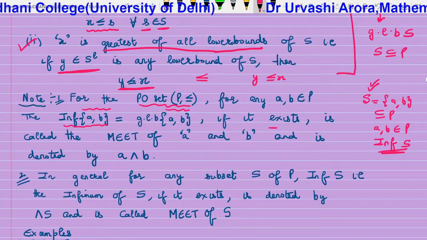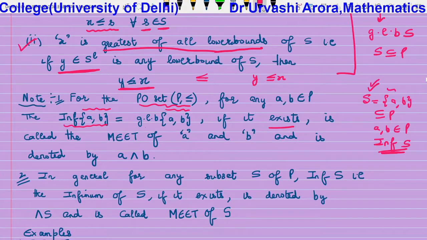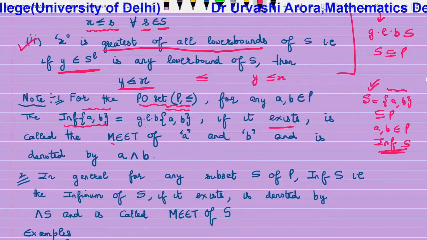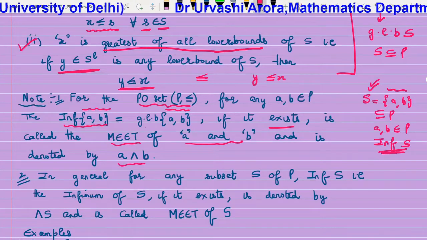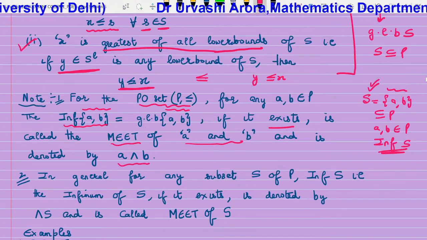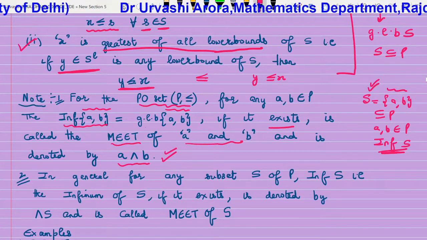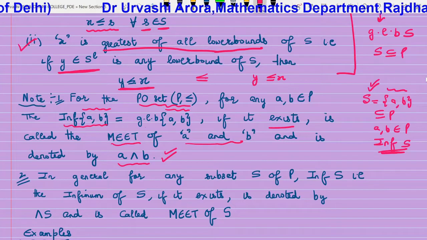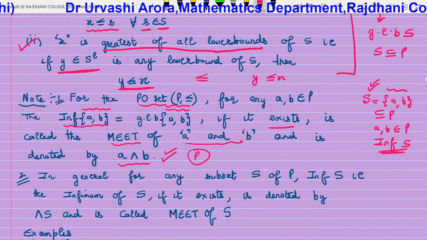So if the infimum exists, in that case the infimum of this set of two elements A and B is called the meet of A and B, and the notation that we use for the meet is this: A inverted V B, or A meet B. This is the notation for the meet of two elements, or infimum of two elements A and B belonging to the PO set P. So this is one notation.